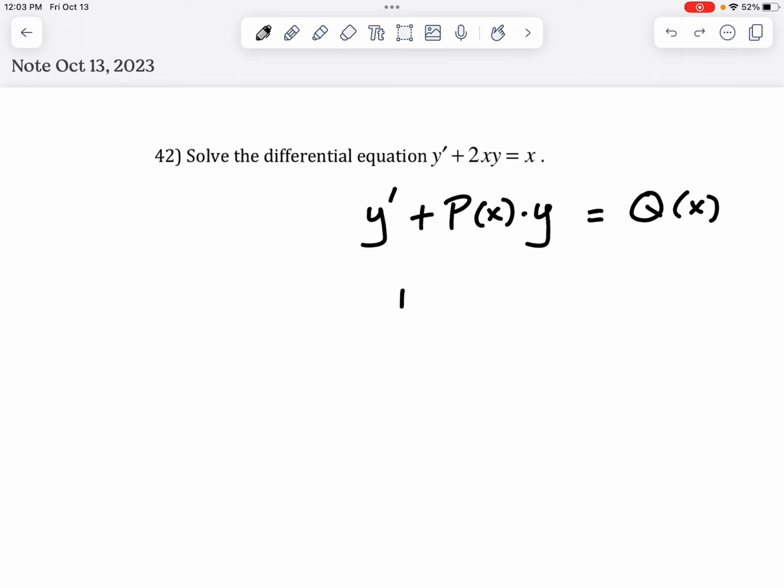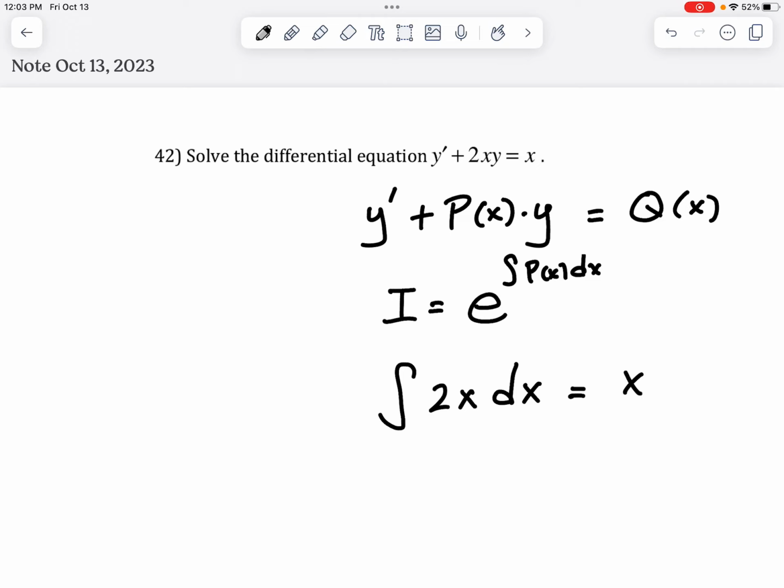And we're going to be using the integrating factor, which comes from take e and raise it to the power, the integral of that p of x. So first we need to take the 2x and integrate that. So if you integrate 2x, that is x squared, and we don't need to use the plus c until the very end of the problem. Then the integrating factor is going to be e raised to that x squared.